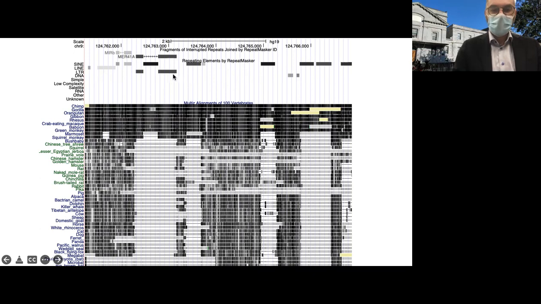That's the result of the insertion of this element here, within which later on another transposable element more recently inserted, and so on. And so it's really very much a surface of the moon, but in genomics terms.